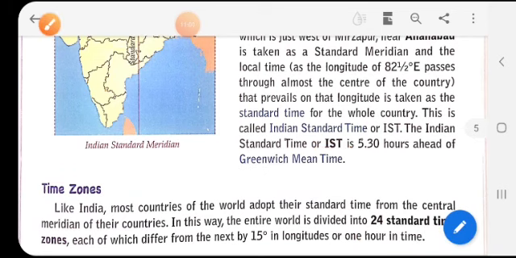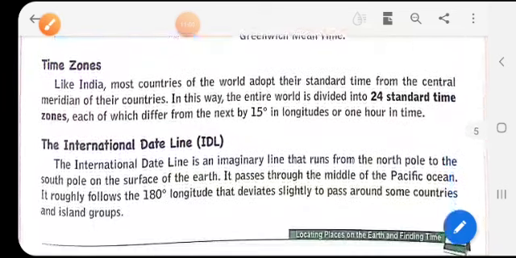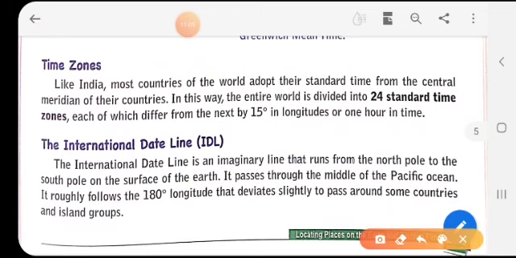Let's learn about the time zones. So how many time zones are there in this way? There are around 24 standard time zones in the whole world, each of which differ from the next by 15 degrees in longitude or 1 hour in time. So every time zone varies by 1 hour or 15 degrees in longitude.